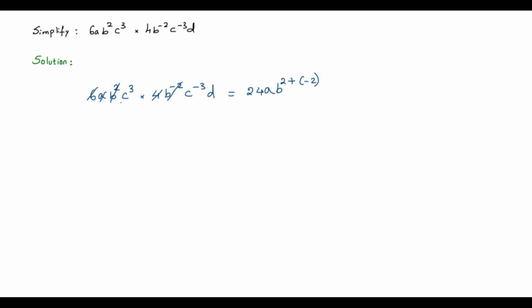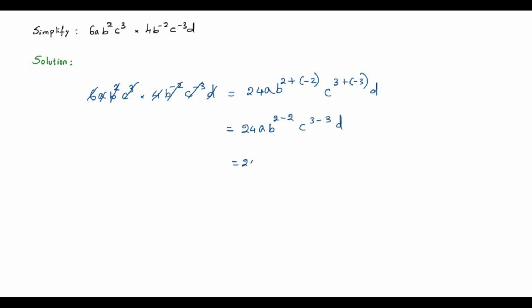minus 2. Now I find two terms with the base c. So I take the base once and I add the exponents, 3 plus minus 3. Okay, I find only one term with the base d, so I take the base d as it is. Now we have taken all the terms. So 24 times a times b to the power of 2 plus minus 2, and c to the power of 3 minus 3 times d.